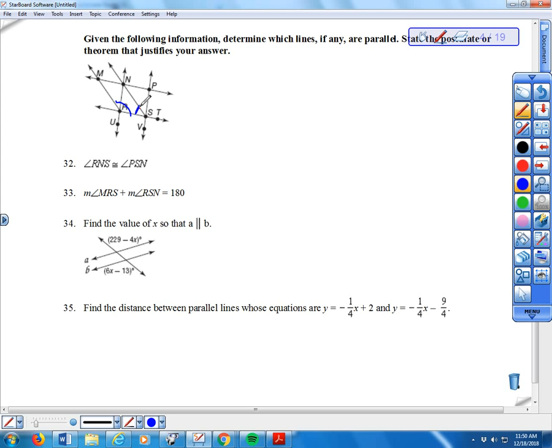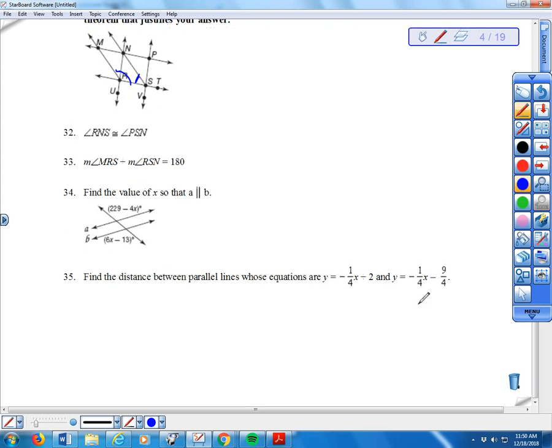Yep. Okay. Find the value of x so that A and B are parallel. And so what do I have? These are what kind of angles? Yeah, alternate exterior. If A and B are parallel, those two angles must be equal. So I just set these two expressions equal and solve.